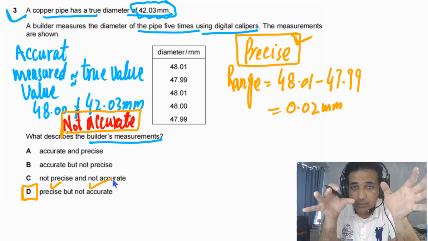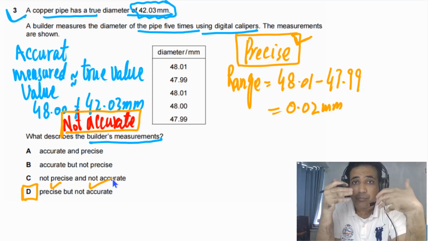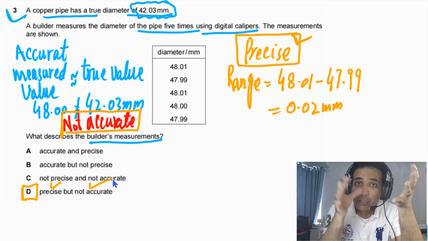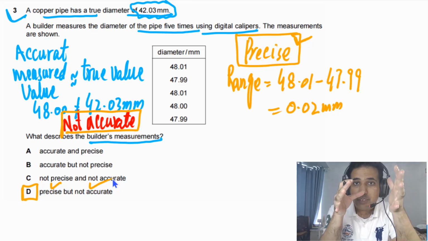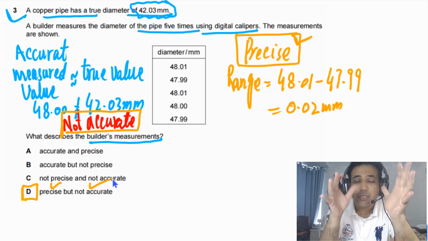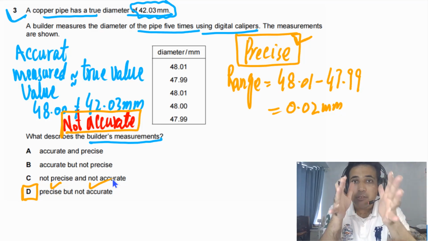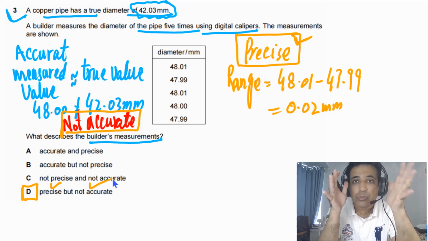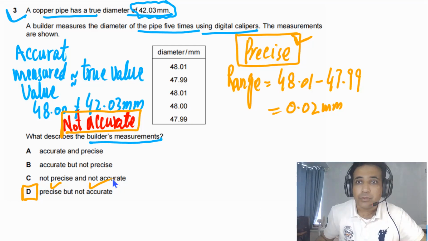Measurements can be precise, but measurement cannot be accurate. It is also possible measurements are not precise, but measurements are accurate. Accuracy and precision, these are two different terms. So they do not depend on each other. So these are independent two terms. So this concept has to be very clear in your mind.